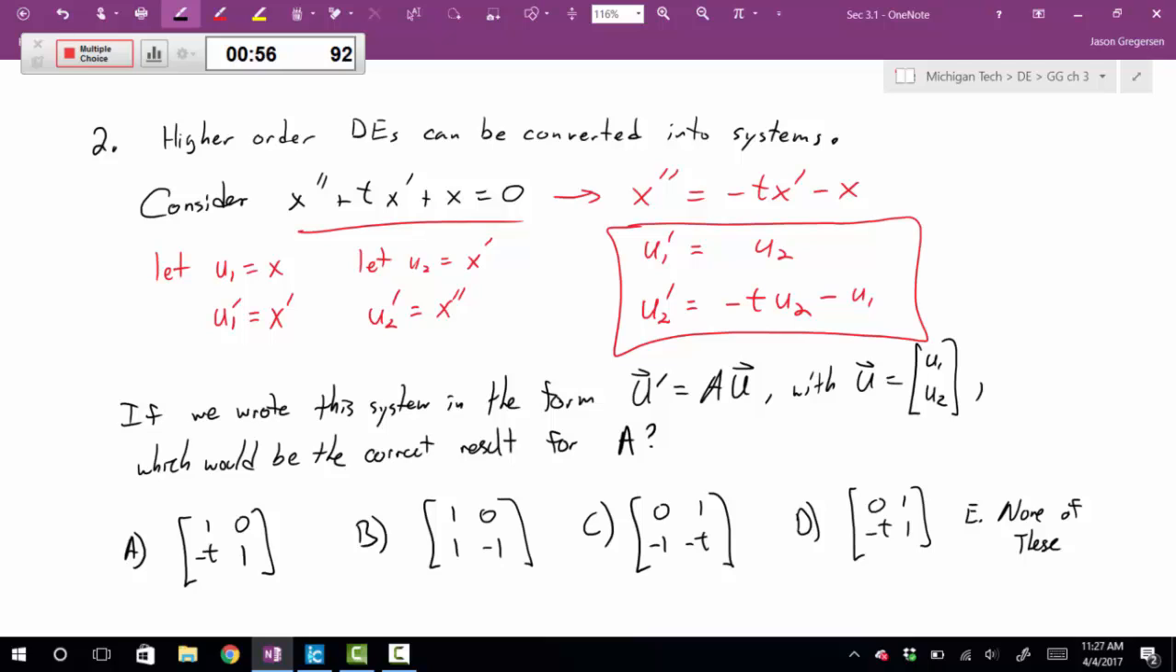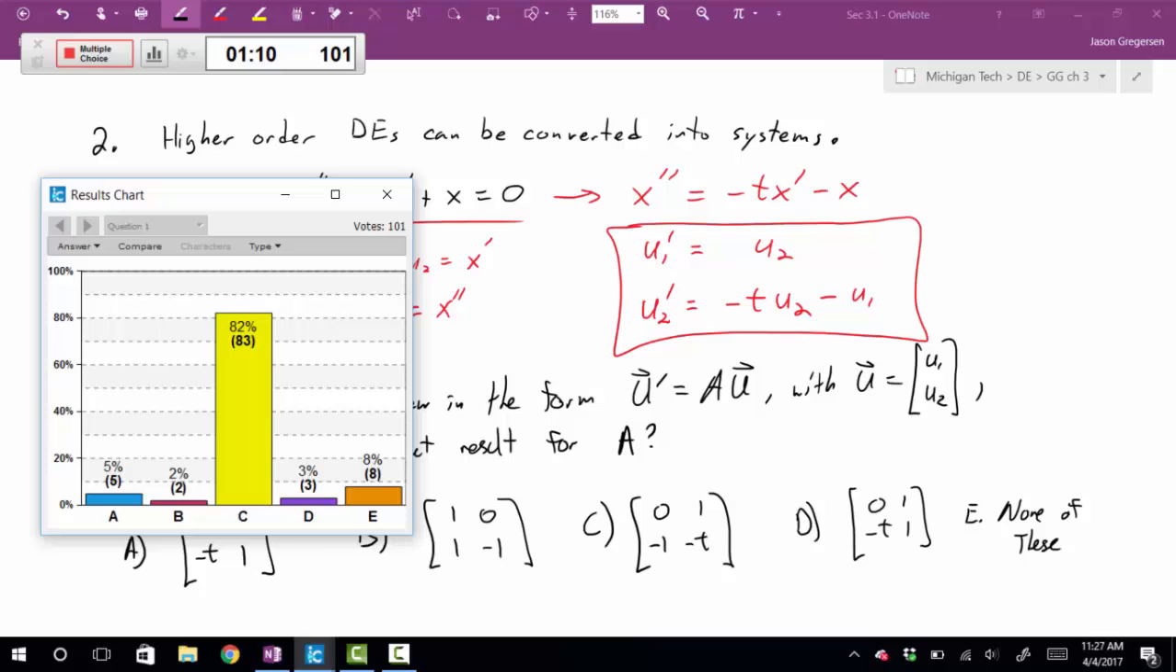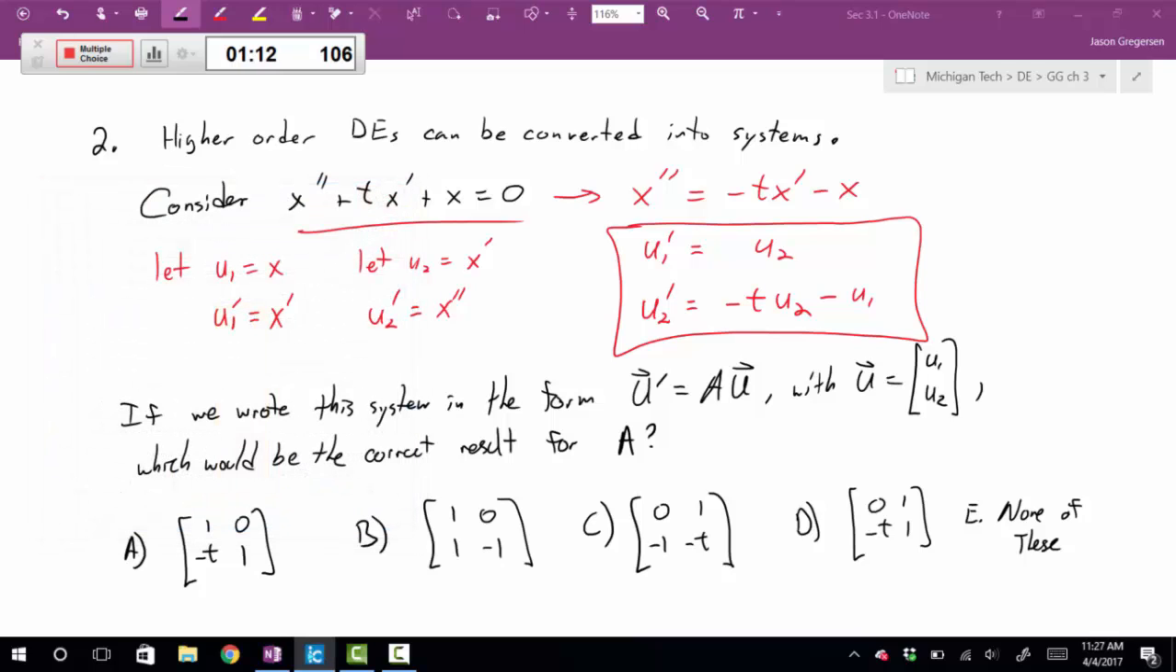And the nice thing is, when you're done, you can just do the multiplication if you want. If you write matrix A, then write the vector U next to it, do the multiplication, you should get back to that right-hand side. See what we got so far. C looks pretty strong. That's correct.